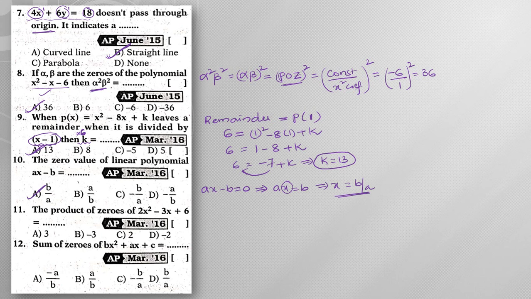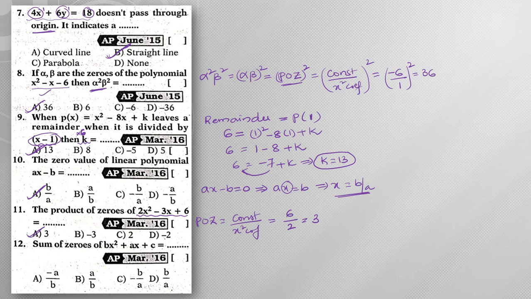Next, the product of the zeros of this quadratic polynomial. What is the product of zeros formula? It is nothing but constant term by x square coefficient. What is the constant here? 6 by x square coefficient, which is 2. So 6 by 2 is nothing but 3. Hence the answer is 3.